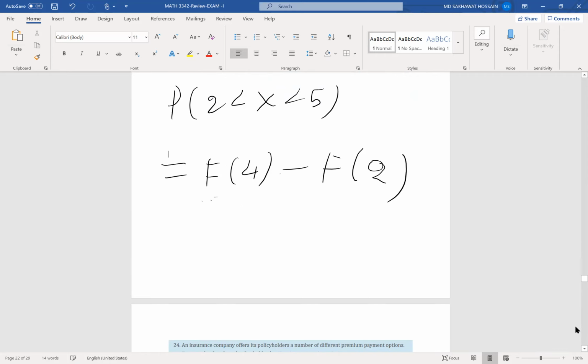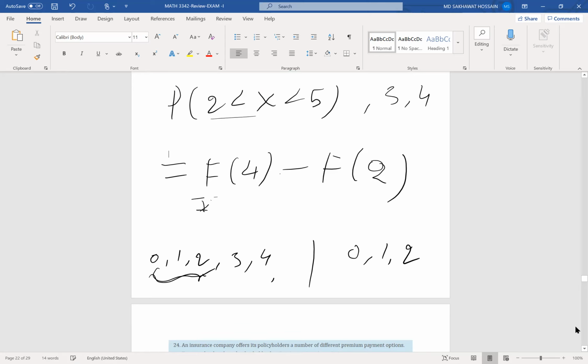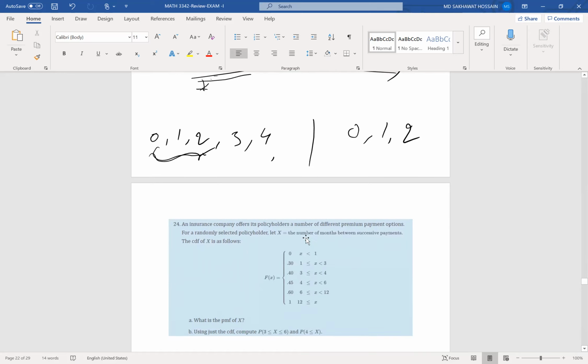So F of 4 will give you the probability from 0, 1, 2, 3, 4, and F of 2 will give you the probability from 0, 1, 2. But we need from 3 to 4, so you have to subtract this one. That's why we are subtracting F of 2 from F of 4. It will give you the probability from 2 to 5, where 2 and 5 are not included. And similarly, you can find the other probabilities.